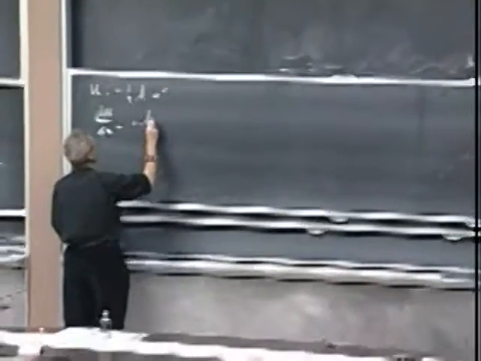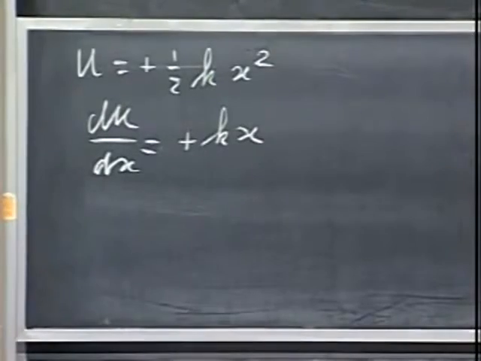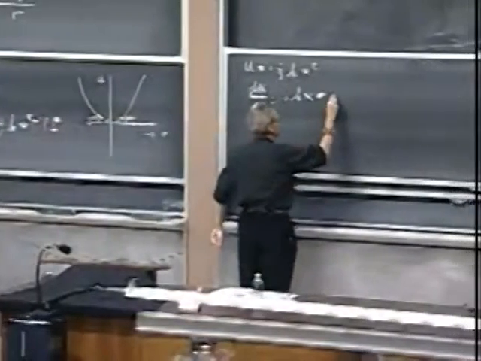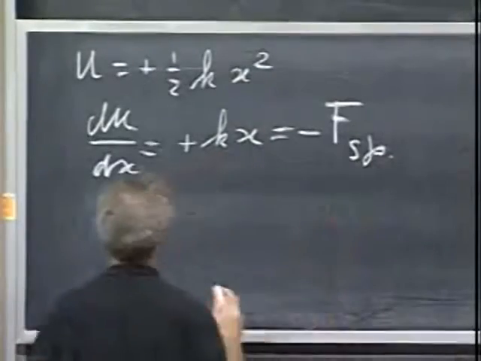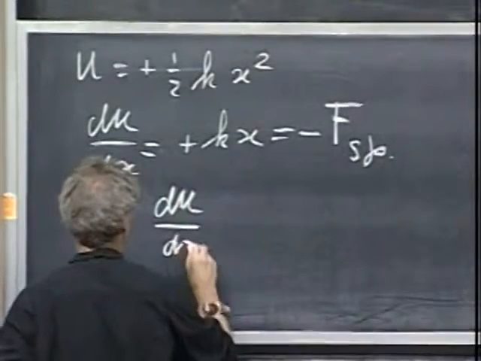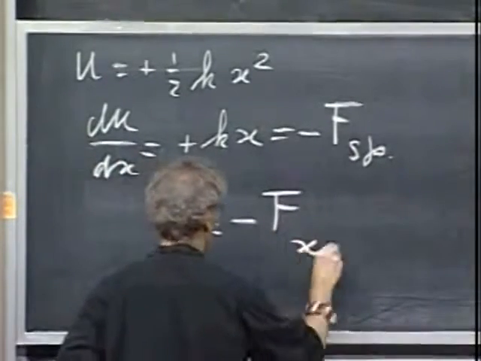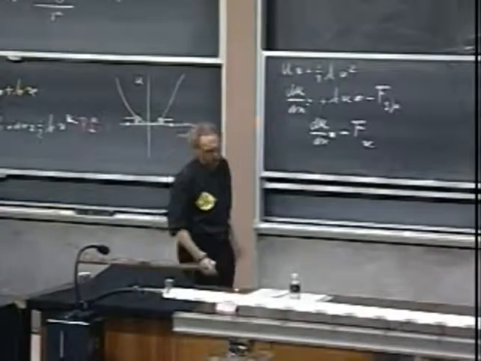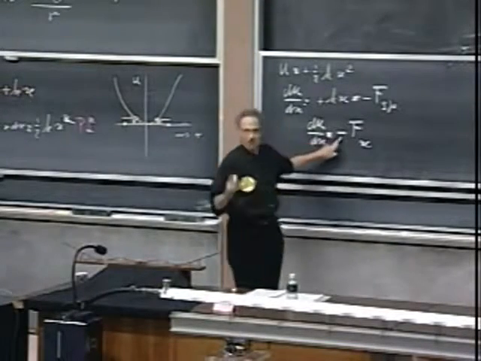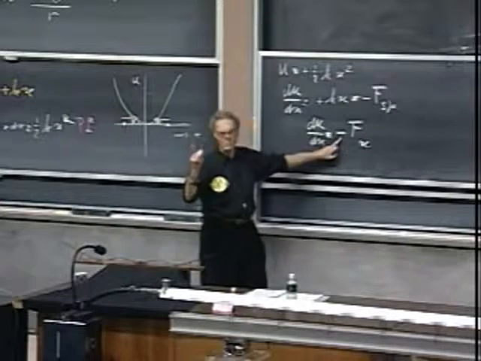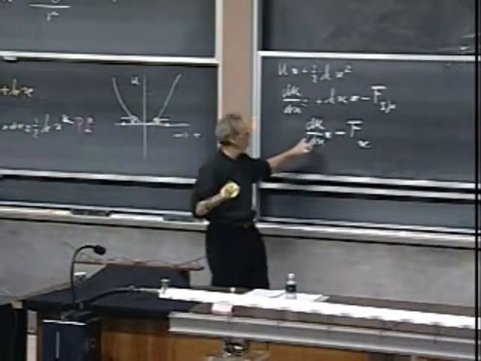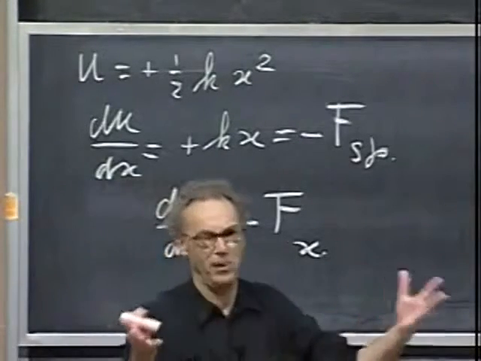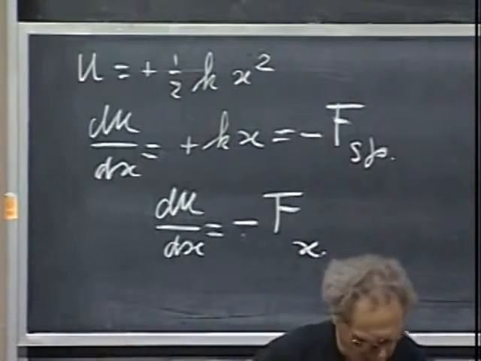plus kx. But the spring force itself is minus kx. So this equals minus the spring force. So we have that dU/dx equals minus Fx, and I put the x there because it's a one-dimensional problem. It is only in the x direction. The minus sign is telling you that the force is always pointing in the direction which is opposite to increasing values of the potential energy. That is what the minus sign is telling you. It's staring you in the face, what I have been telling you for the past 5 minutes.